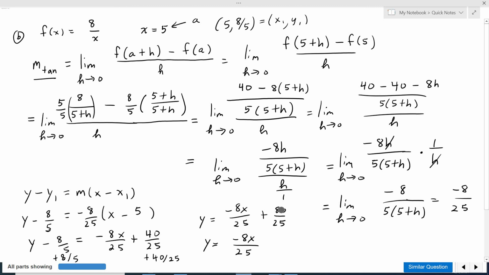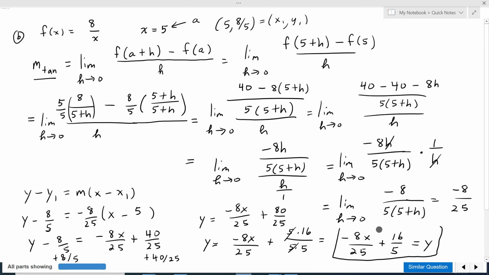So they certainly have a factor of 5 in common. So I believe you can write this as 5 times 16. So 5 times 16 is the same as 80. And of course, this is equal to 5 times 5. And so those 5s will cancel out. Okay, and so if you want to reduce that, the equation of the tangent line is y equals minus 8x over 25 plus 16 over 5. Okay, so that's how you solve part B of this problem.